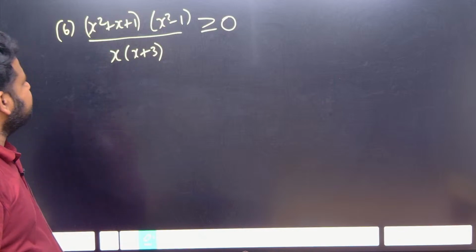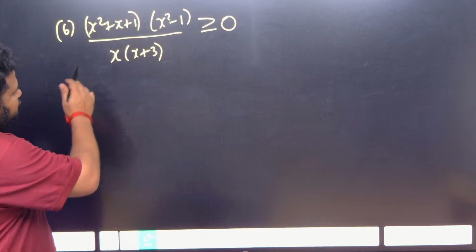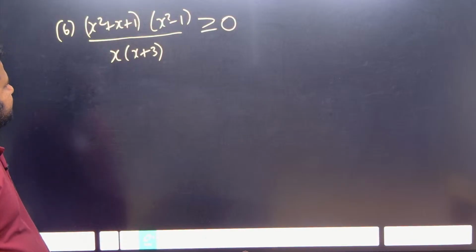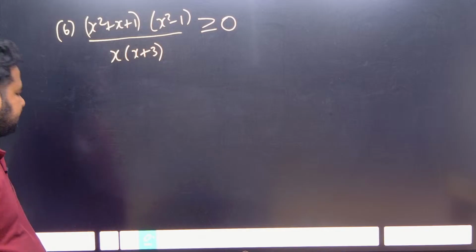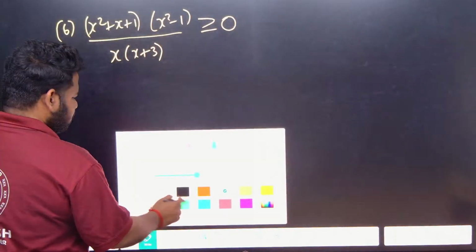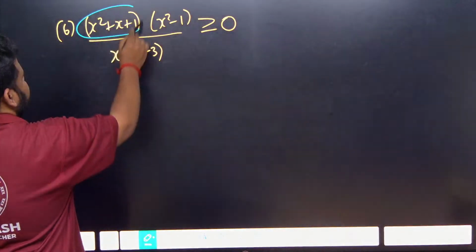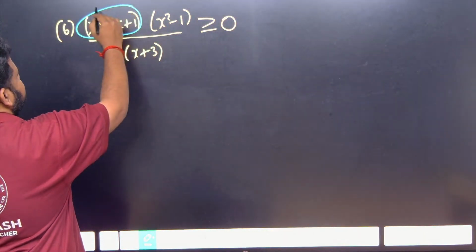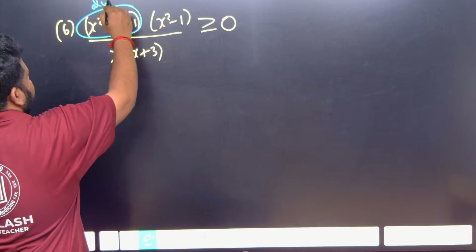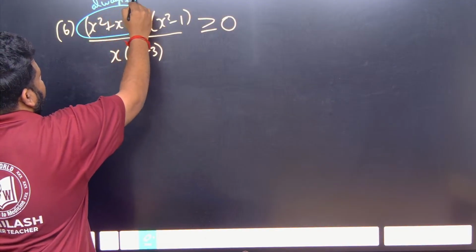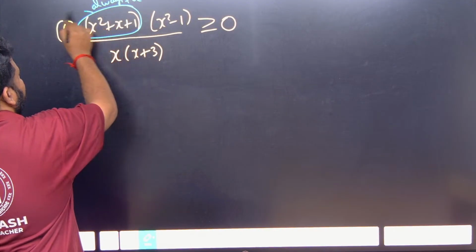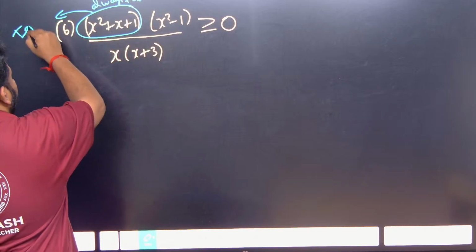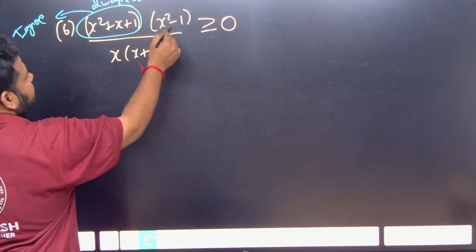So x square plus x plus 1. If you put any value of x, you will always get a positive value, and this is also non-factorizable. You cannot factorize this. This is always positive and non-factorizable. So what you should do is ignore it. But what about this x square minus 1?